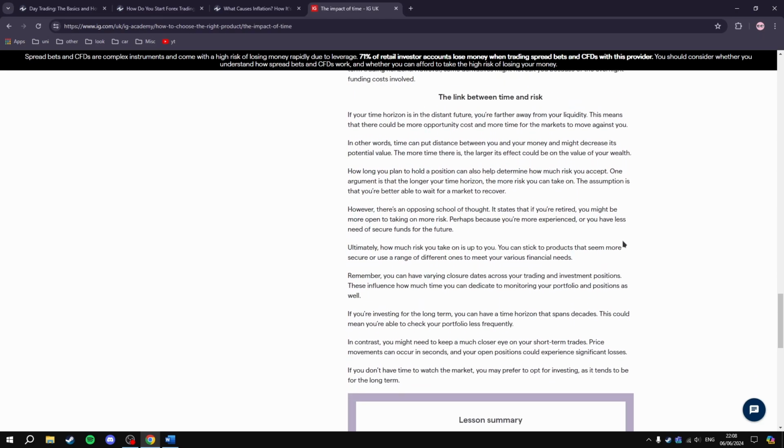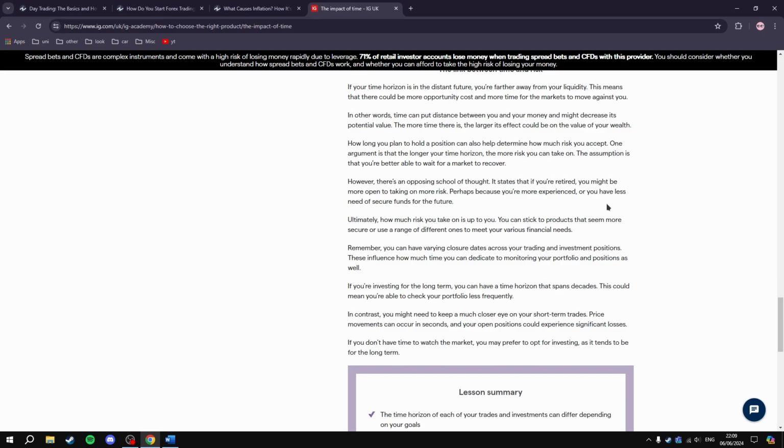And we've got the link between time and risk. So if your time horizon is in the distant future, you're further away from your liquidity. This means that there could be more opportunity cost and more time for the markets to move against you. Right, so how long you plan to hold a position can also determine how much risk you can accept. I guess the longer your time horizon, the more risk you could take on, maybe, because you're giving the market some time to recover.